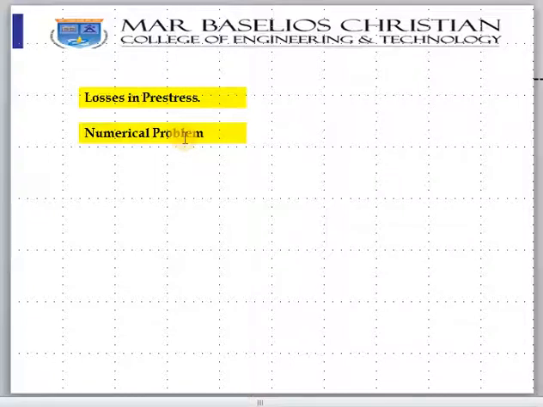So in this lecture, we will be touching on an important aspect of prestressed concrete, which is the losses in the pre-stress. It's an important portion in prestressed concrete, and the main design part. This loss of pre-stress has a very important role. We need to assess these losses while designing prestressed concrete, and we'll be doing some numerical problems also to get familiar with how to calculate the losses.